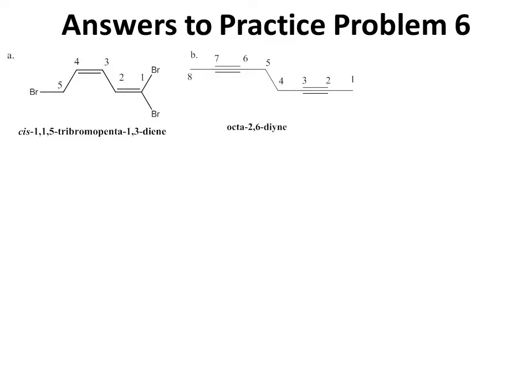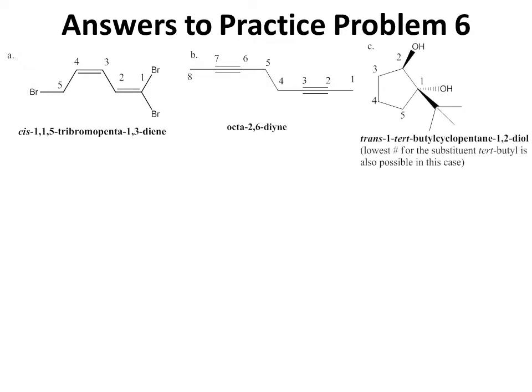In part B, we have an 8-carbon chain. There are only carbon-carbon double bonds present at positions 2 and 6. So this is octa-2,6-diene. In part C, we have a 5-sided ring, a cyclopentane.